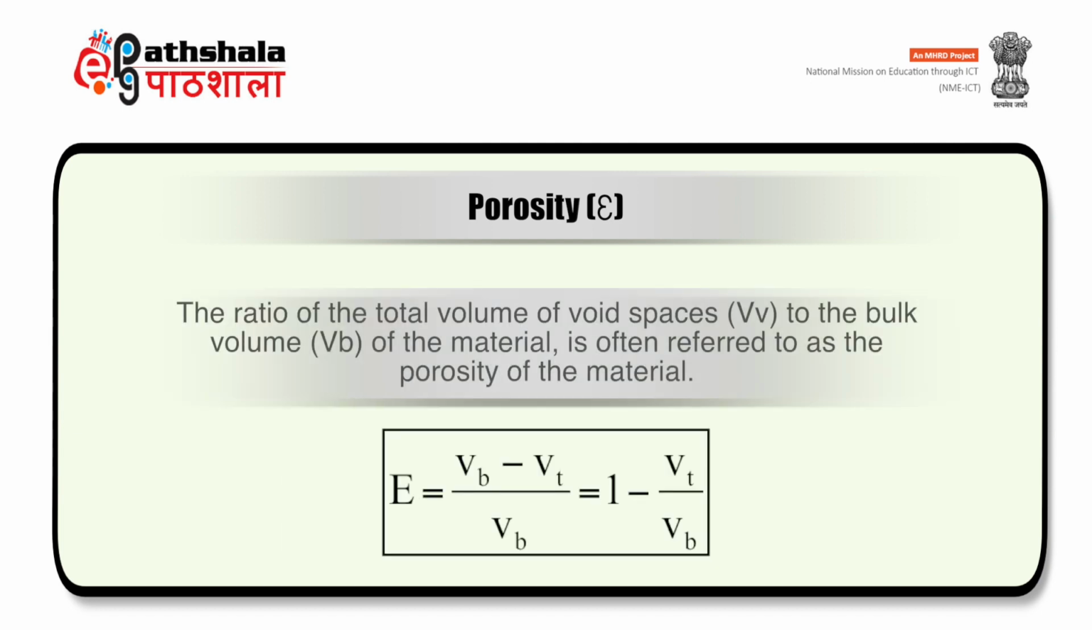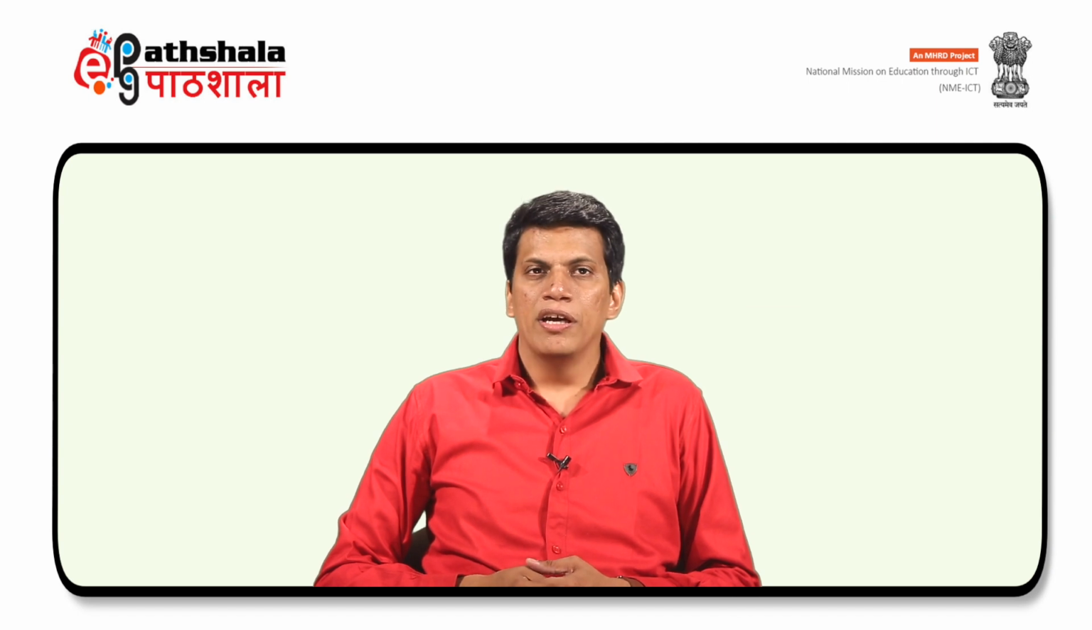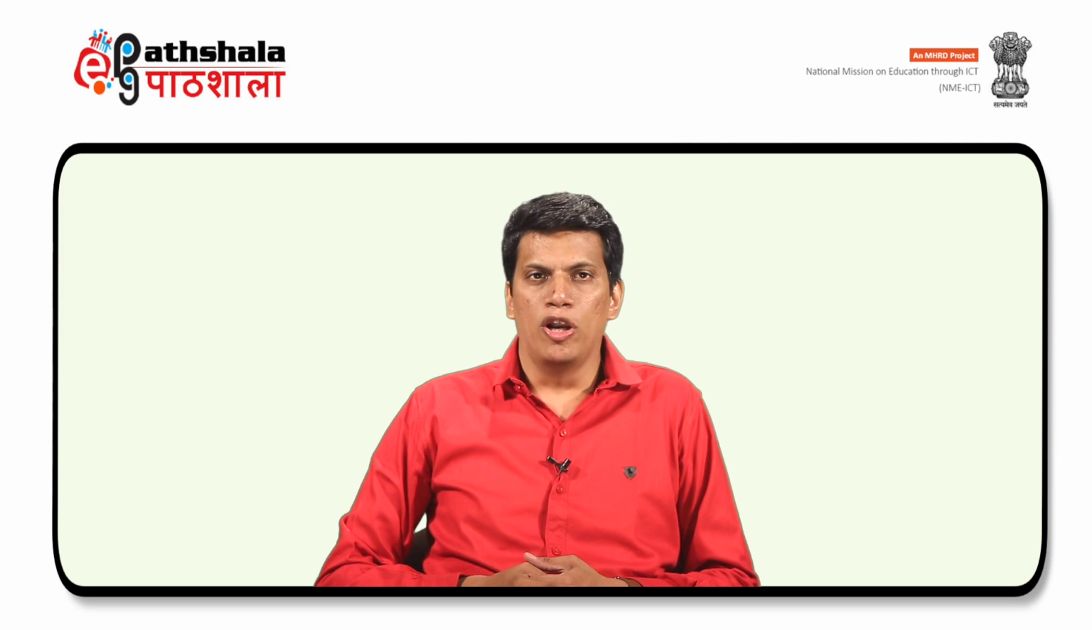The ratio of total volume of void spaces to the bulk volume of the material is often referred to as porosity of the material. Porosity is frequently expressed as a percentage in the form of the equation mentioned below. The next derived property is density. Density can be defined as the ratio of mass of an object to its volume.